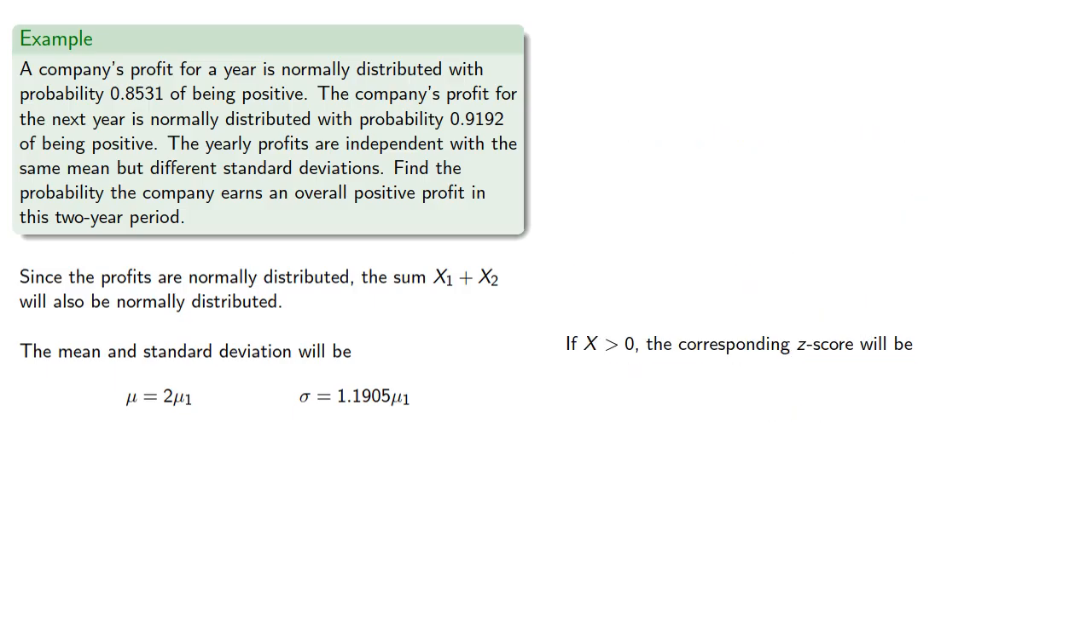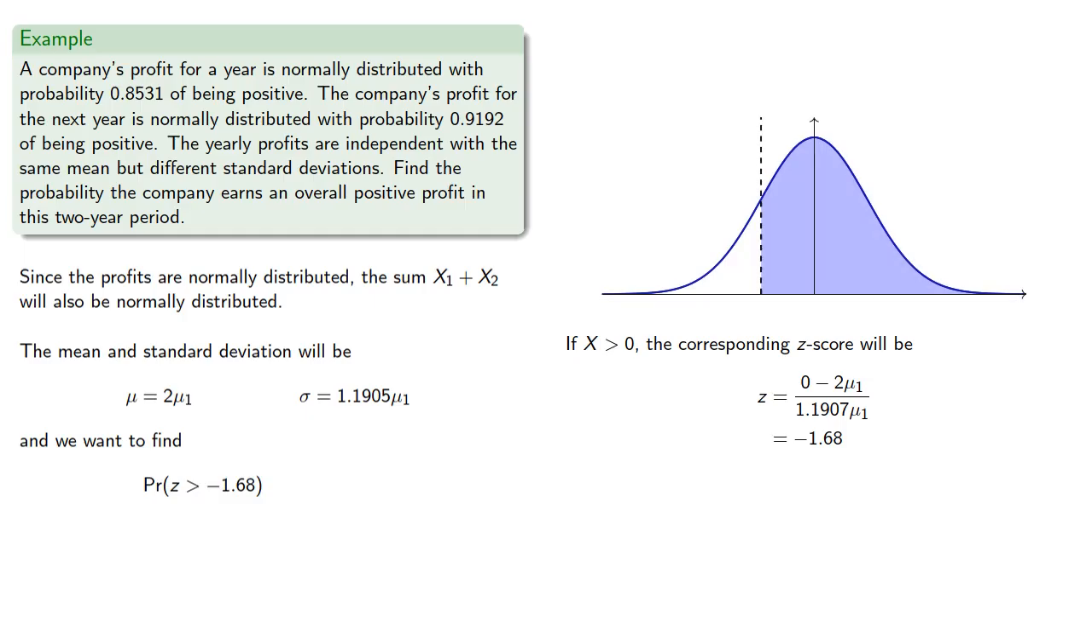And so if our profit is positive, the corresponding z-score will be where the actual value of the mean factors out. And so now we can find our probability. And again, by symmetry, the probability we're greater than a negative is the same as the probability we're less than the positive, and we can look that value up on the table.